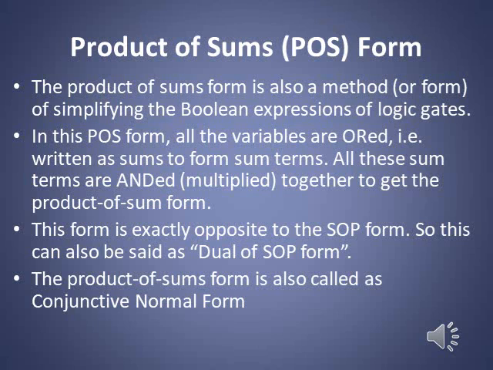Similarly, the product of sums form. The product of sums form is also a method of simplifying the Boolean expressions of logic gates. In this POS form, all the variables are ORed, that is, written as sums, to form the sum terms. All these sum terms are ANDed, that is multiplied together, to get the product of sums form. This form is exactly opposite to the SOP form, so it is also called the dual of the SOP form. Another name of this POS form is the conjunctive normal form. Some examples we'll see.